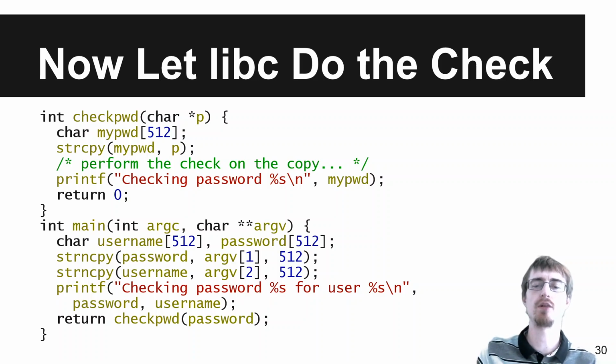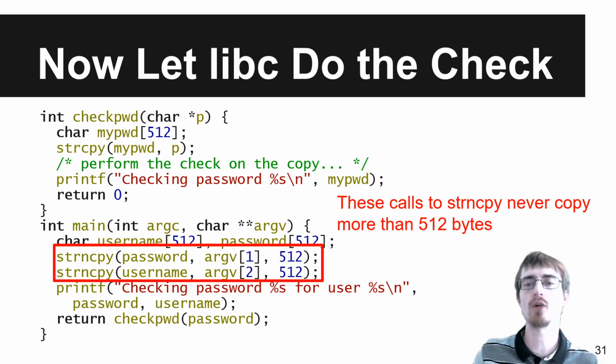Now let's get rid of the off by one vulnerability. So we let libc do the check. The strncpy function makes sure that we never copy more than the size of the buffer. So this should finally be secure, right? We now make sure that the username and password buffers are never overflown. Well, actually there is still an issue.